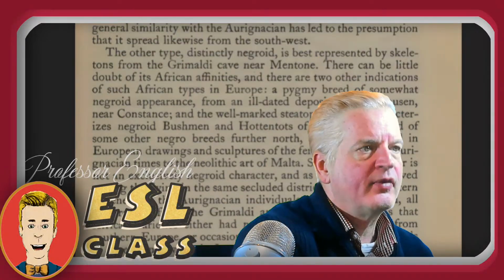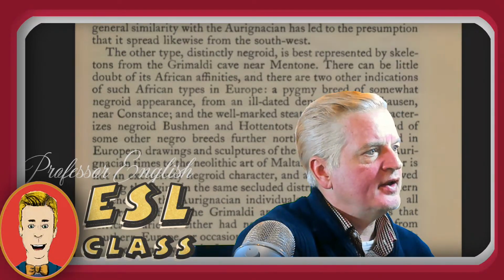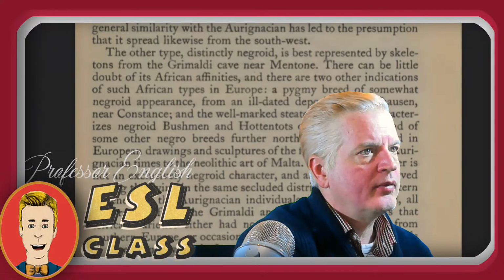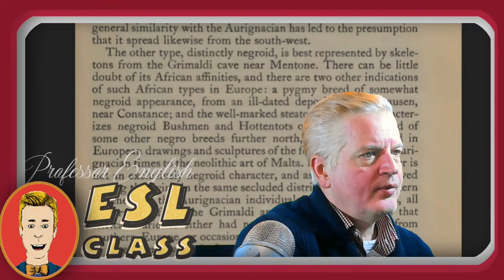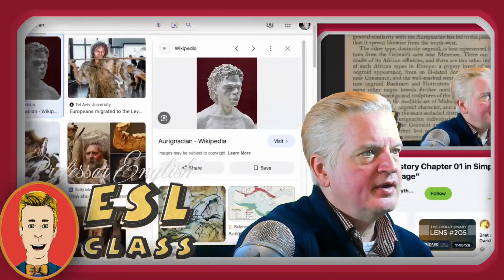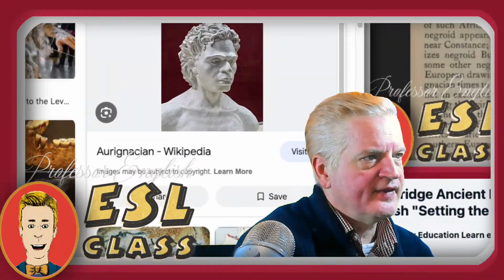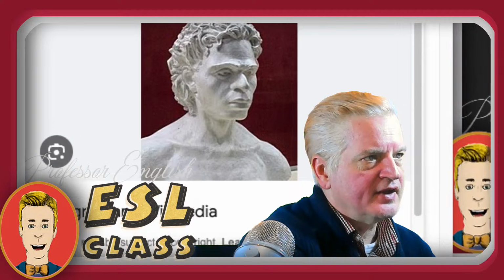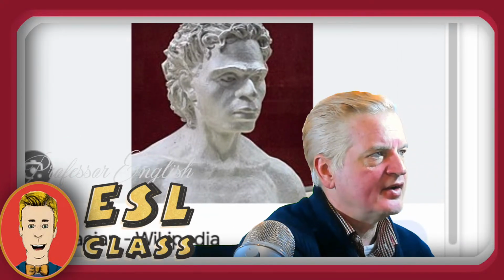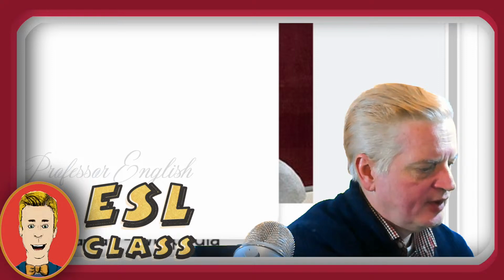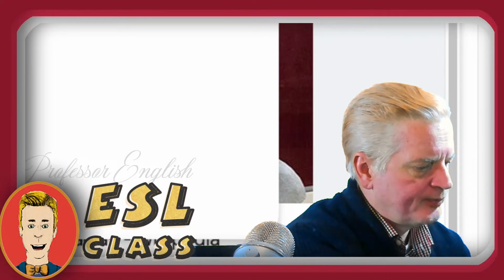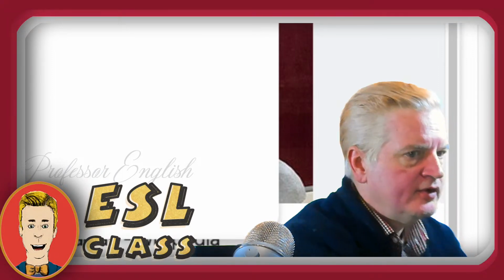So let's just take a look at the Aurignacian man again. Well, the way that they describe him sounds pretty ugly, but I think that's okay. That's the Aurignacian man. Now let's take a look at the Cro-Magnon man and see what they said. They're kind of similar. So let's take a look.